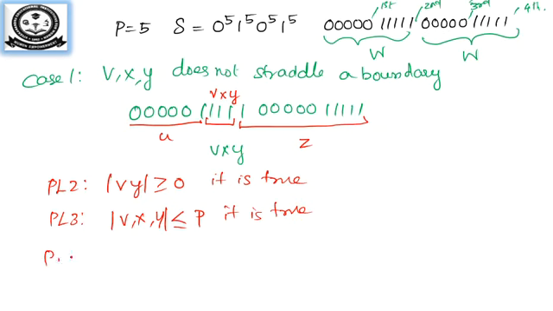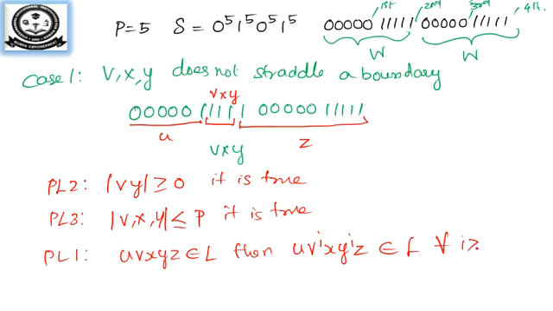Now we have to check only condition 1. What is condition 1? If uvxyz belongs to the language, then u v^i x y^i z must also belong to the language for all i greater than or equal to 0. So we'll raise the value of i and show whether it belongs to the language or not. So I will take u v^i x y^i z.